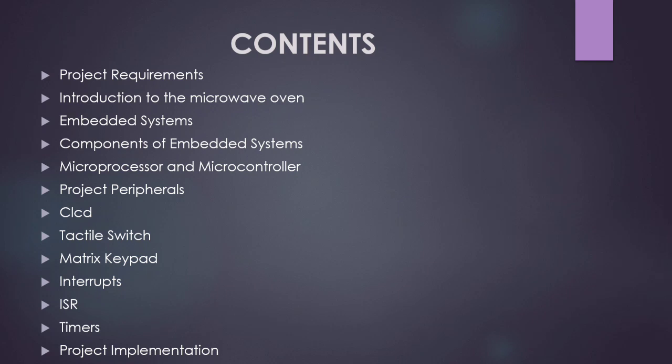Project peripherals. In this, we will discuss the peripheral devices that are connected to the microprocessor or microcontroller to make the microwave oven. Next, we will discuss the CLCD. LCD is a liquid crystal display. These are very frequently used for displaying information in text or image format. LCD is used for displaying alphanumeric characters on the screen. The LCD consists of 8 data lines and 3 control lines, which are used for interfacing the LCD display with the microprocessor or microcontroller.